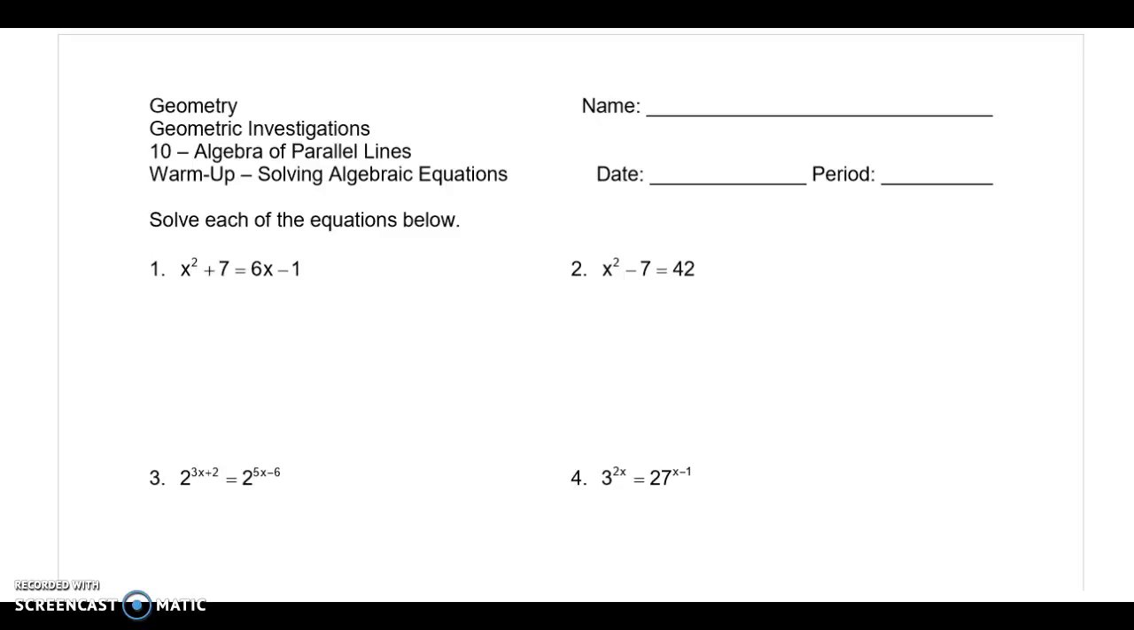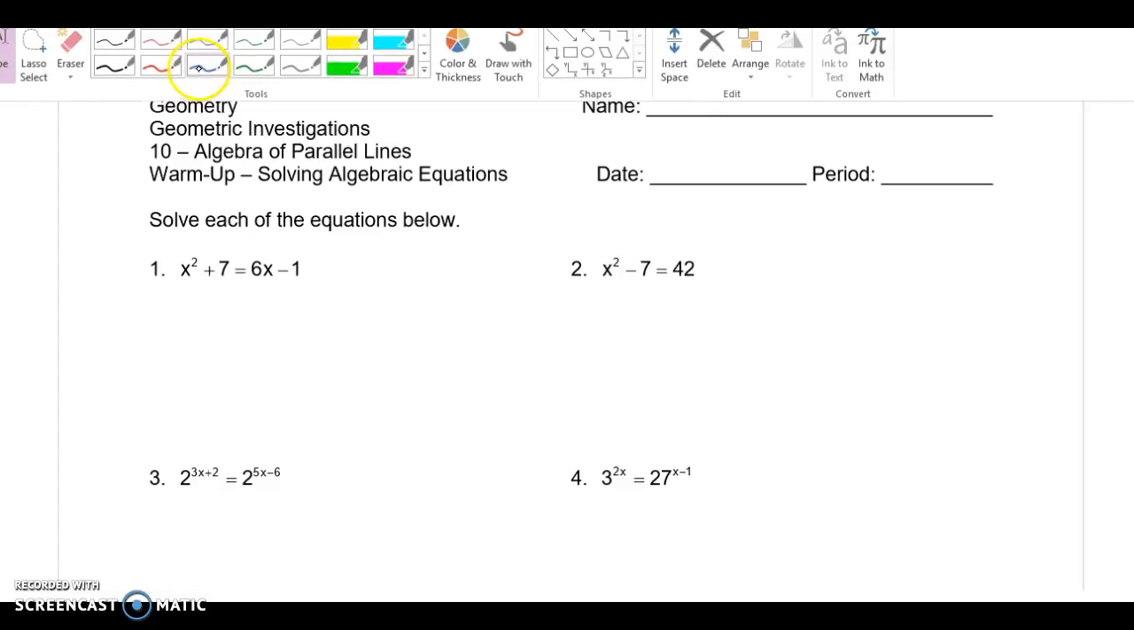So in this section, we're taking all those properties that we learned in the previous section about parallel lines and the angles formed by them, and we're going to apply them to algebraic problems. Now, it seems weird that the warm-up is solving equations, but we're going to need those later. So let's go ahead and make sure we know how to do these.